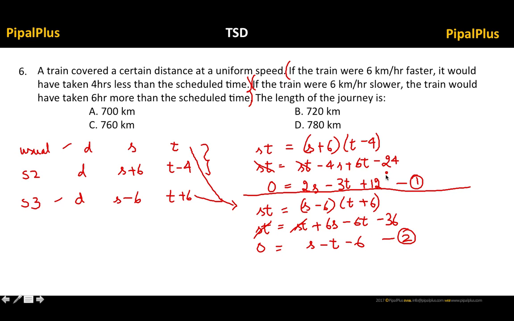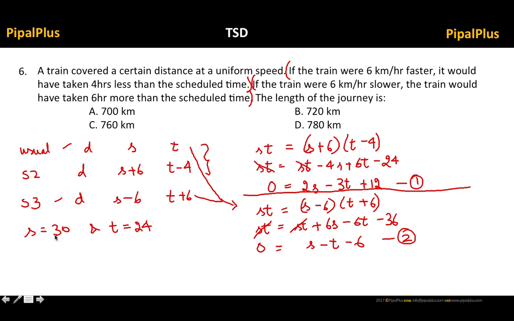So if you want to pause the video again and take a couple of minutes to solve these two linear equations, you will come up with the solution that s minus t equals 6, s is 30, right, and t is 24. Okay, so if you solve these, this is what you're going to get. 30 minus 24 being 6, and 2 times 30 minus 3 times 24 plus 12 is going to be also 0, right? So this is what you get.